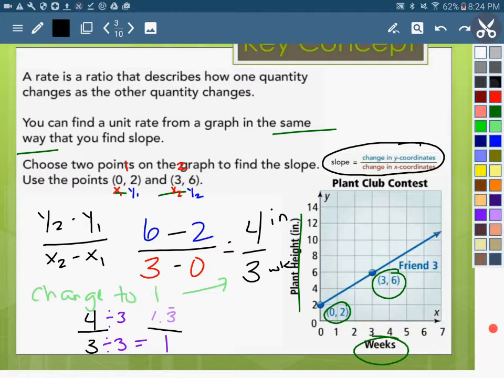Okay, so if I interpret this in terms of the context, again, the y value, or the up and down value, was the inches, so this is 1.3 inches, and then the x values, or the horizontal value, was weeks. So my unit rate is going to be 1.3 inches every week.